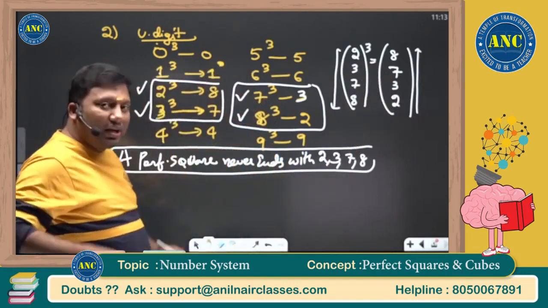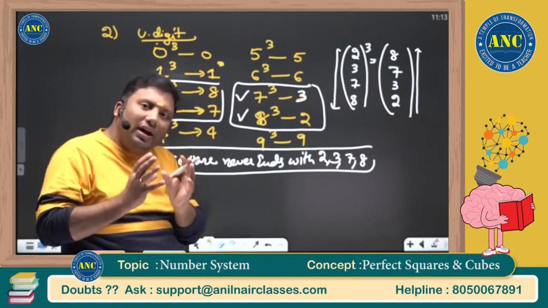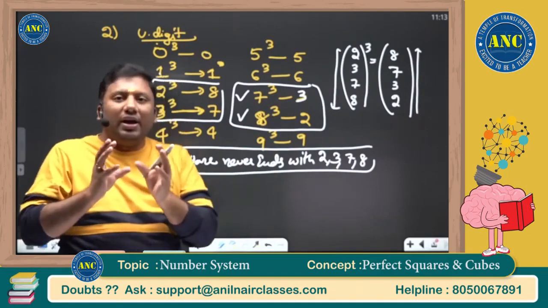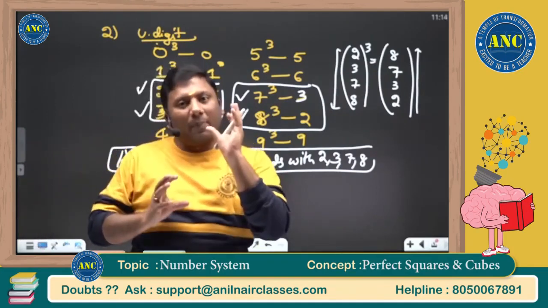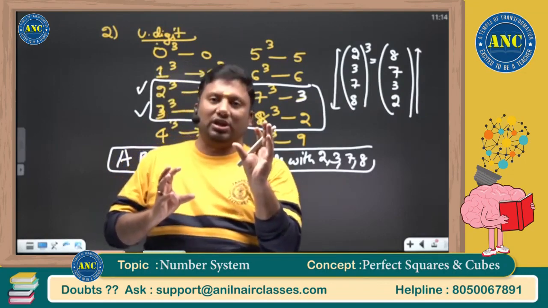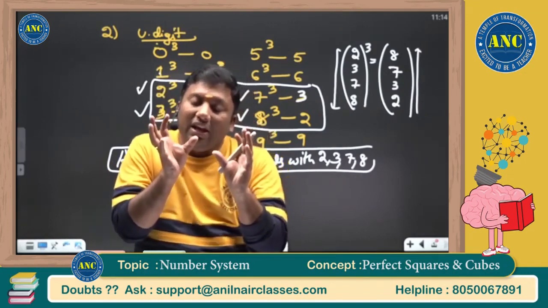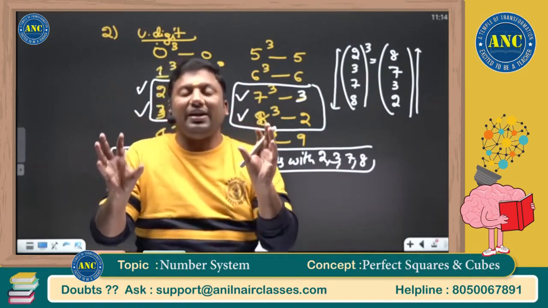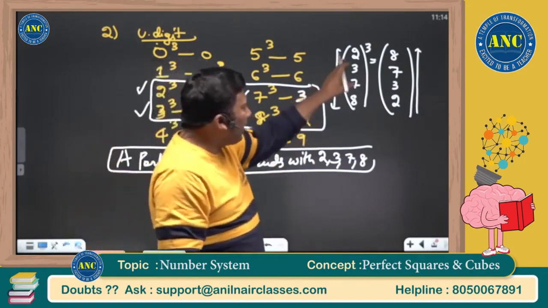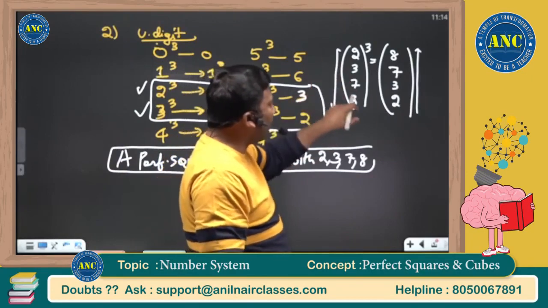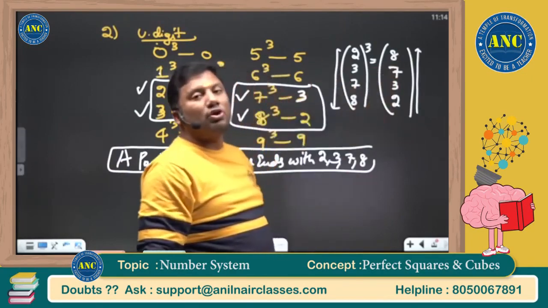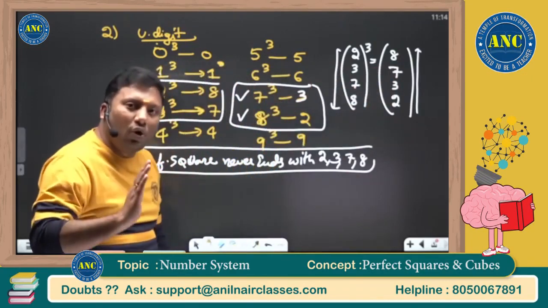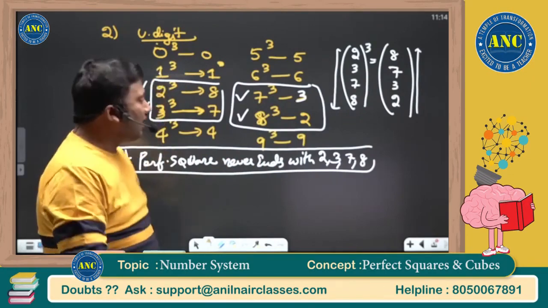Very, very important key point. This is how you can correlate between a perfect square and a perfect cube. A perfect square never ends with 2, 3, 7 or 8. If I am cubing only these 2, 3, 7 or 8, on cube I will get another number. Write down bottom to top 2, 3, 7 or 8. I hope the idea is crystal clear to you.